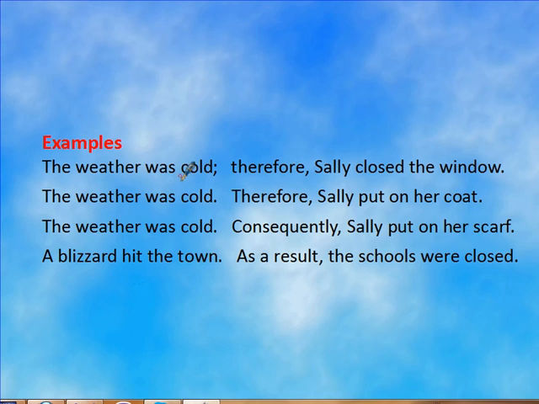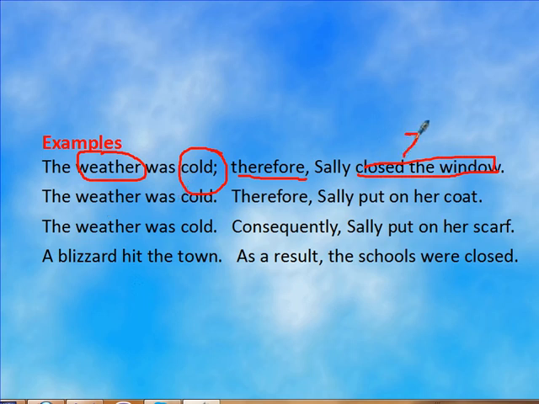Okay, let's look at this example. The weather was cold, therefore Sally closed the window. In this example, closing the window is result of the weather. I mean, the condition of the weather. So this is an effect and this is a cause. The weather was cold, therefore Sally put on her coat. And again, this one effect and this one cause.